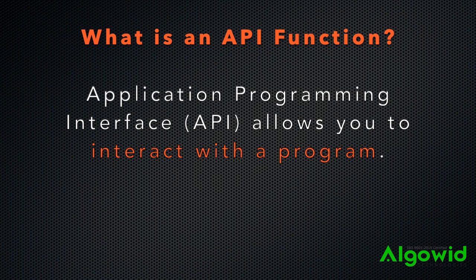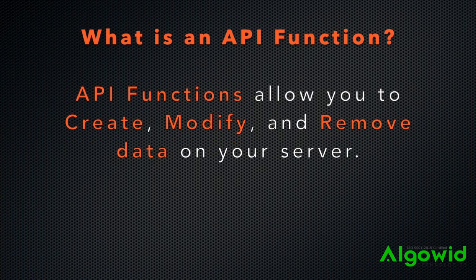An API, or Application Programming Interface, allows you to interact with a program. cPanel and WHM API functions allow you to create, modify, and remove stuff on your server, among other things. For example, you can create an email account all from the command line. We'll do this later in the video.